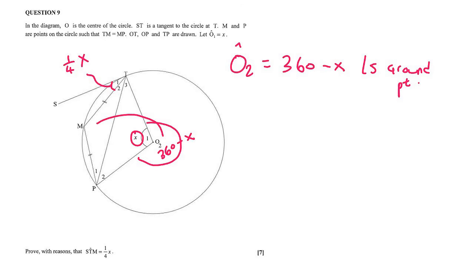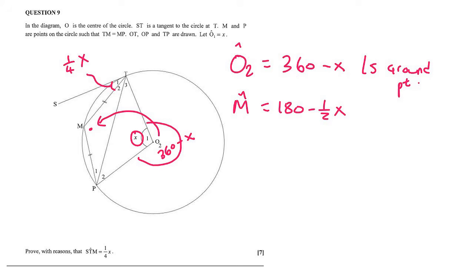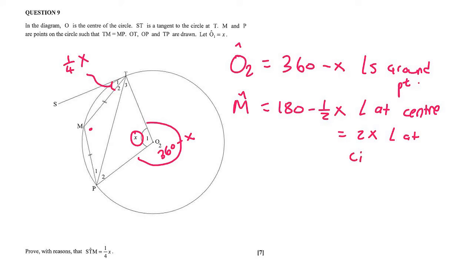Now, what we said earlier is that that will be double angle M. Now, we know that angle M will be half of that, so angle M would be 180 minus a half x, because of what I just showed you guys now, with angle at center equals 2 times angle at circumference. So let's just write that here, angle at center equals 2 times angle at circumference.